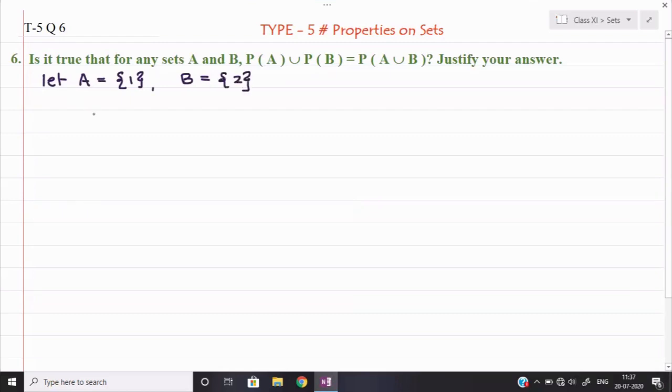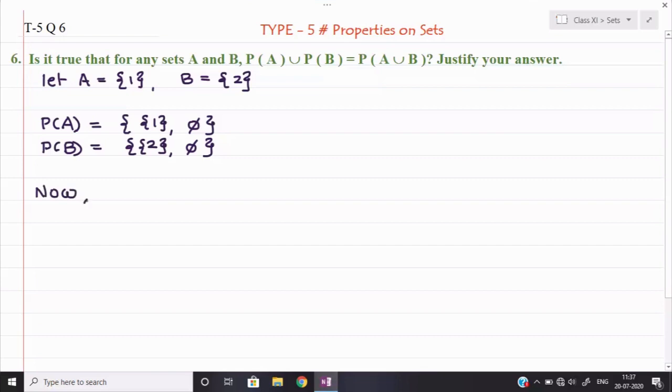Now if I try to find out the power set of A, the power set of A will be equal to, first one will be A itself because we are making the collection of subsets, and second one will be the empty set. In a similar way, if I try to find out P of B, P of B will be equal to {2} and the empty set. Right?